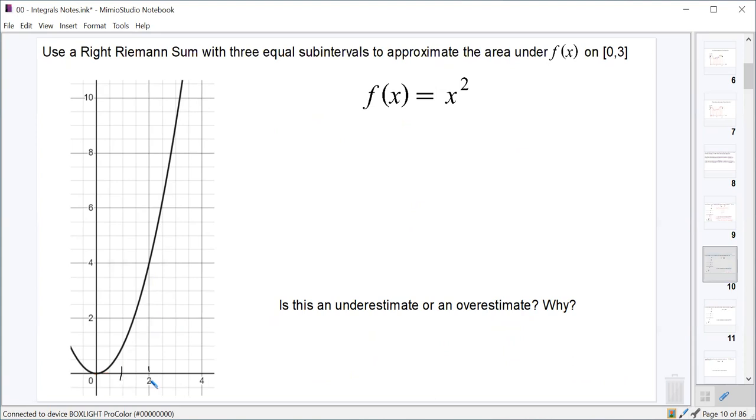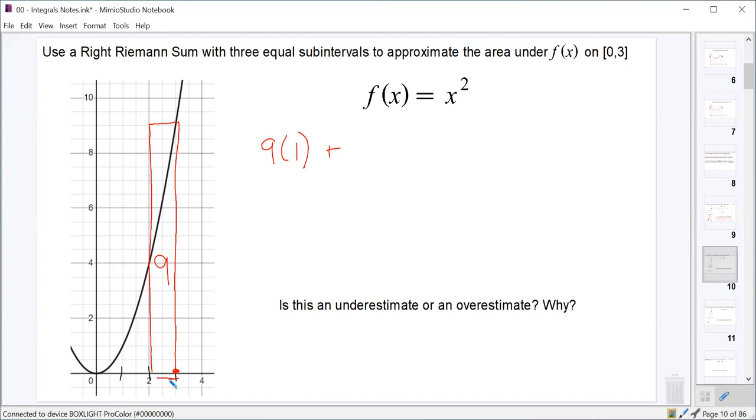So 0 to 1, 1 to 2, and 2 to 3 again. But this time, we'll draw our first rectangle, starting with the right endpoint here at 3. We'll go up till it hits the function, straight across, and straight down. That's now got a height of 9. We know it's 9 because this is the function f of x equals x squared, and we went up from x equals 3. So this is 9 times 1. 1 for the width here.